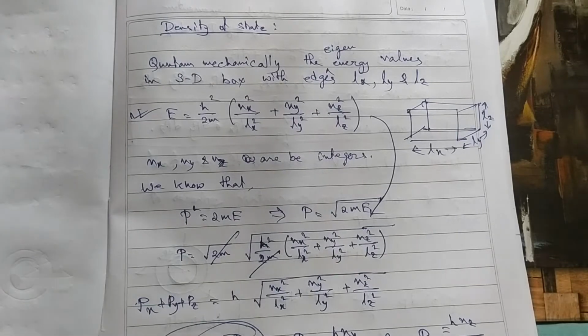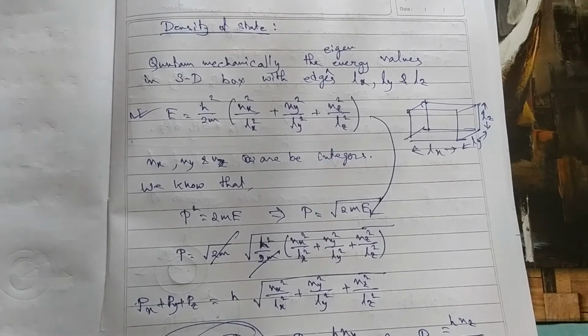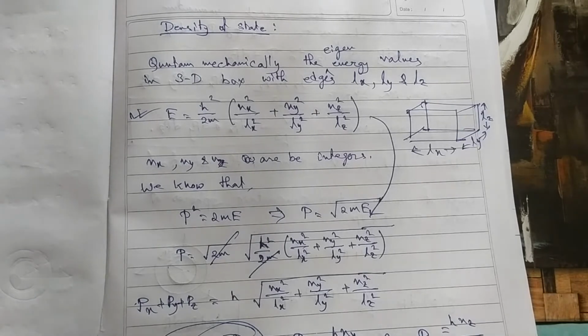In the last lecture of statistical mechanics, we studied what is phase space and what is phase cell. We calculated the number of phase cells per unit volume. So in today's lecture we try to find out the density of state. So we are studying from first: what is density of state?